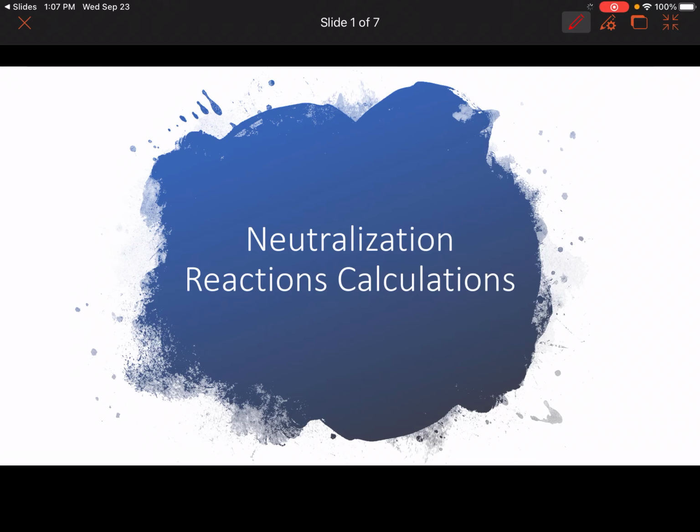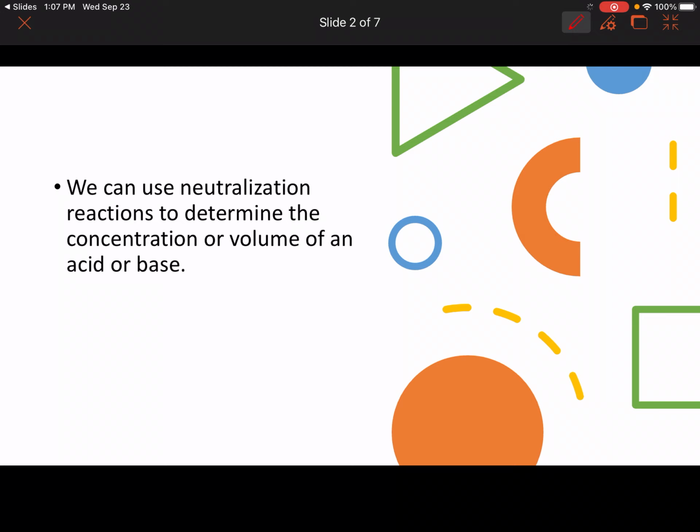Hi everyone. Today we're going to take a look at neutralization reactions, but we're going to look at it with calculations involved. You will have seen some of this in your grade 11 course, so it's kind of a review from grade 11, just using neutralization reactions. We can use neutralization reactions to determine the concentration or volume of an acid or base.